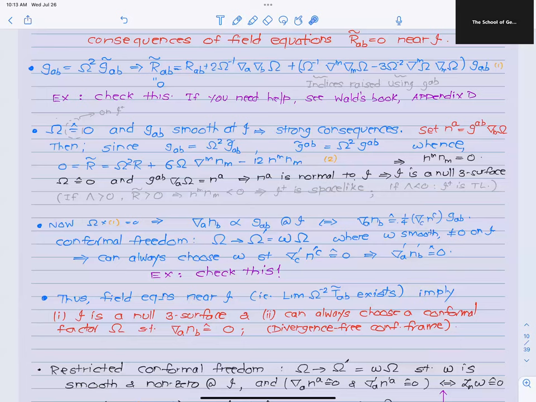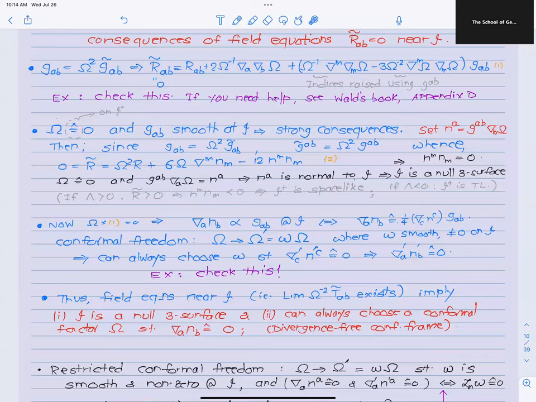Now what we're going to do is this: in Minkowski space, throughout space-time, we had this null tetrad. Now we don't have the null tetrad. But what I'm going to do is just define a vector field N^A to be g^AB grad omega. This N^A is not even null in the space-time. I'm just defining it to be the gradient of omega.